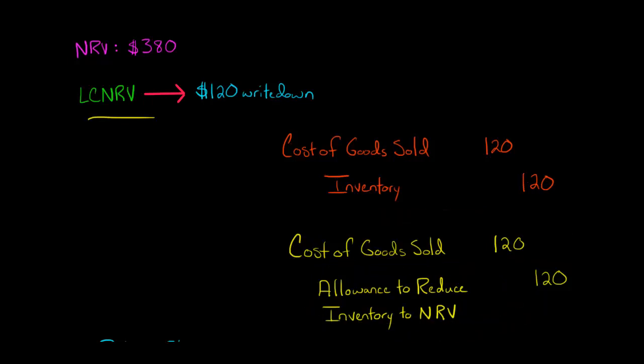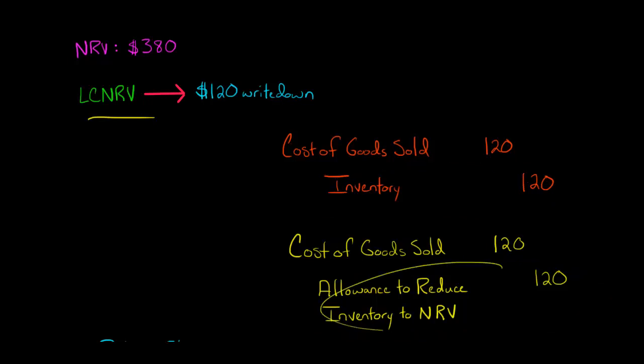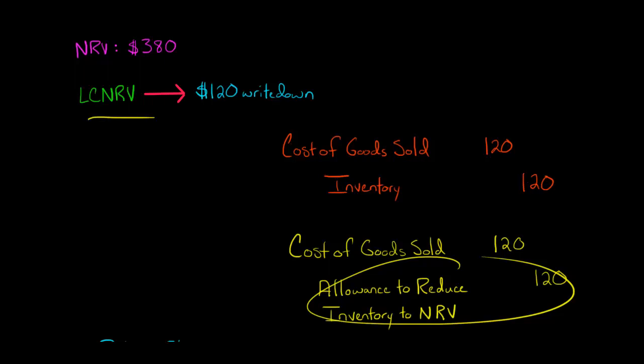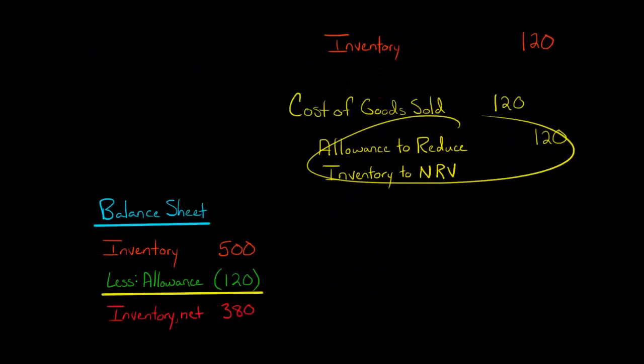By crediting this, it's still going to reduce total assets, just like when we credited inventory, that reduced total assets. This is also going to reduce total assets. But instead of reducing the inventory account directly, what we're doing is increasing this allowance account, which is going to be subtracted from inventory. So that's the classic way of doing a contra account.